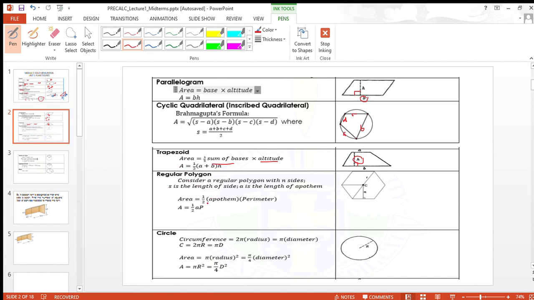And then the regular polygon is given by the formula: area is 1/2 the apothem times the perimeter. So what's the perimeter again? Perimeter is the sum of the sides. And when you say regular polygon, the lengths of the sides are all equal. Okay, regular polygon. And then what's an apothem?